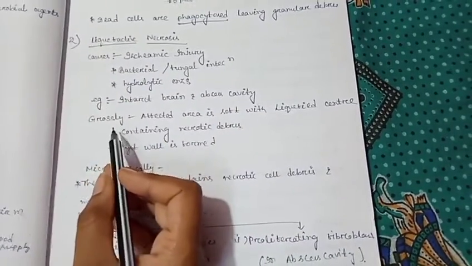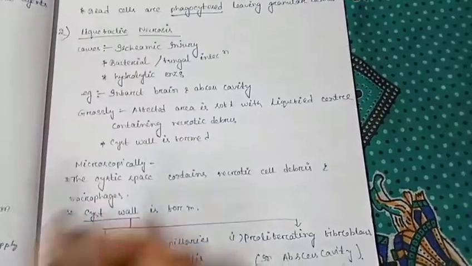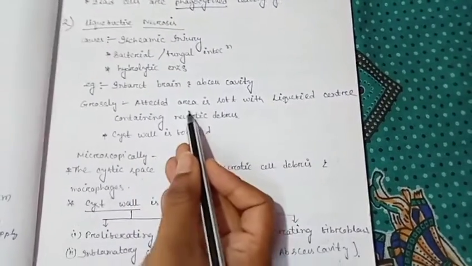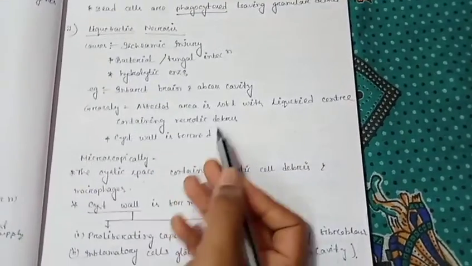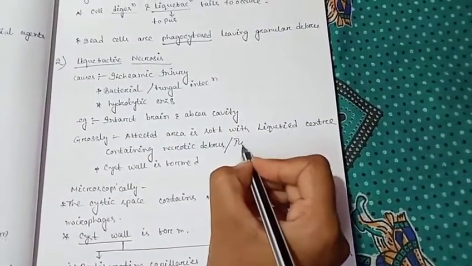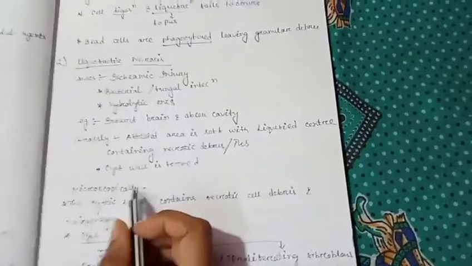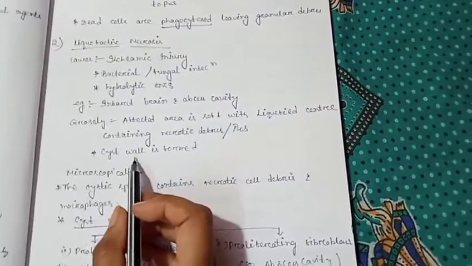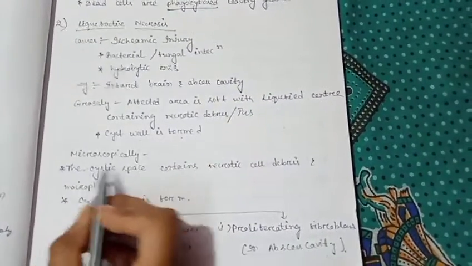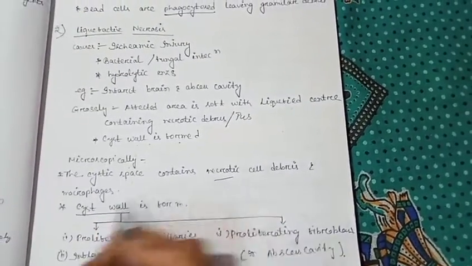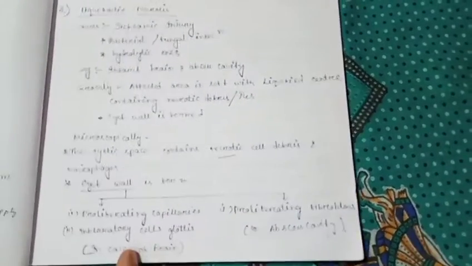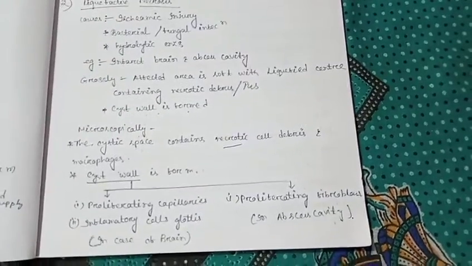What is the gross view of liquefactive necrosis? Grossly, the affected area is soft with a liquefied center containing necrotic debris, but in coagulative necrosis there is no liquefactive center, so no pus is formed. Here a cyst wall is also formed. Microscopically, the cystic space contains necrotic cell debris and macrophages, which does not occur in coagulative necrosis.